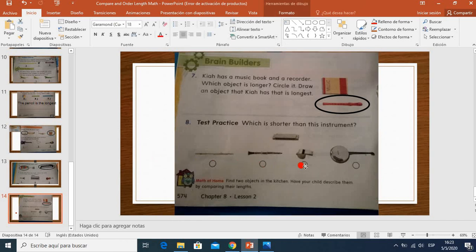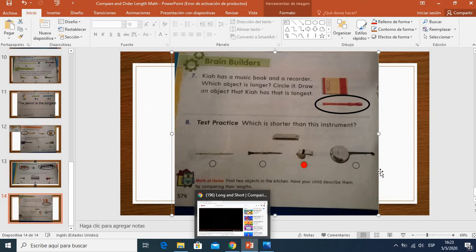So you will color the point. I did it with red. You will color the point with any crayon or any color. I chose red. You can choose whatever color, blue, green, yellow, purple, pink, whatever color. And color the circle because the whistle is shorter than the harmonica. Okay? Try to find how you say harmonica in English because I don't know.